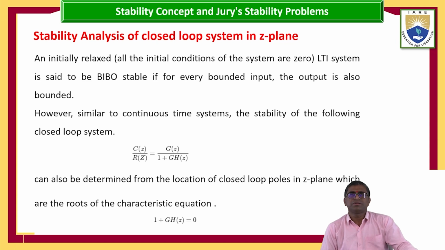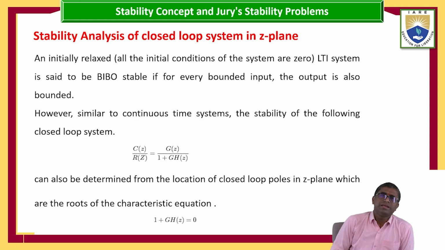However, similar to continuous time systems, the stability of the control system is defined for the transfer function. The transfer function relates the forward path to the feedback path. I am taking the forward path as G of s and the feedback path as H of s, with negative feedback, that is a negative feedback closed loop control system, 1 plus G into H of s.